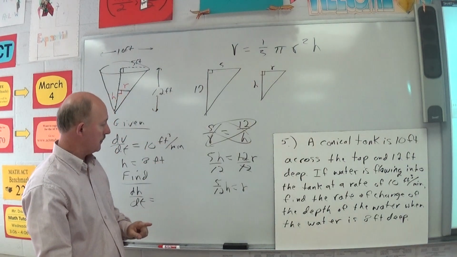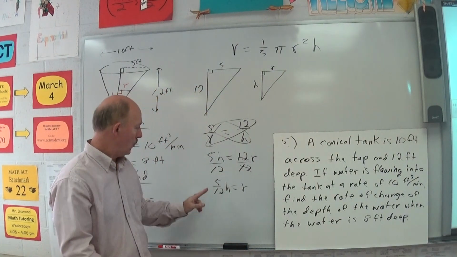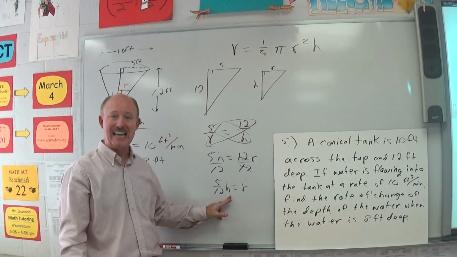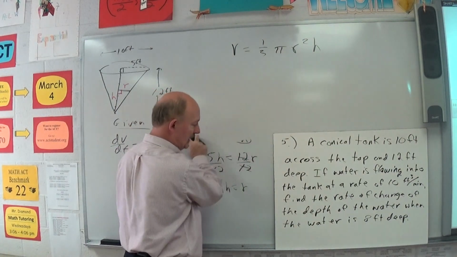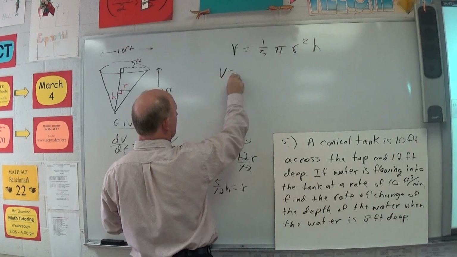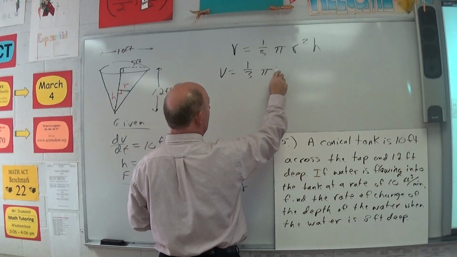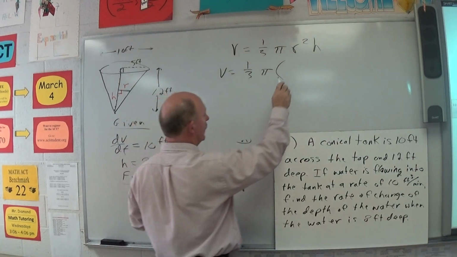So here's what we're going to do now. Let's make a little substitution. Let's replace the radius with 5 over 12 times H. And so this works specifically with cones. Our volume formula now becomes 1/3 pi times the radius squared. So the radius, we're going to substitute 5 over 12 H.